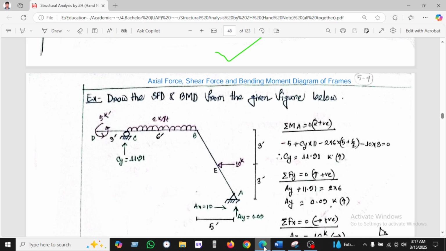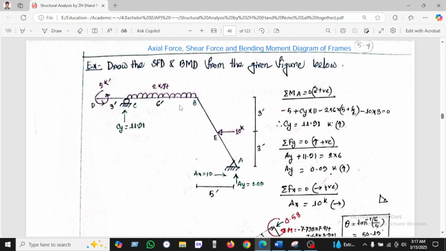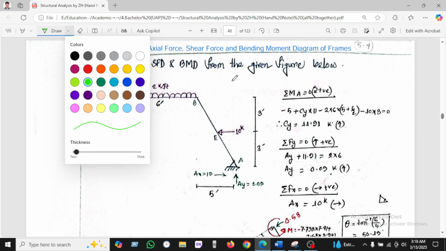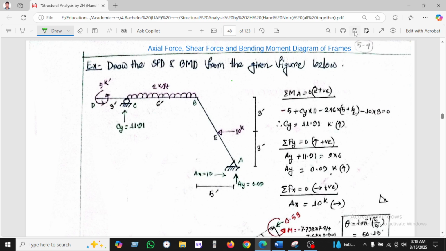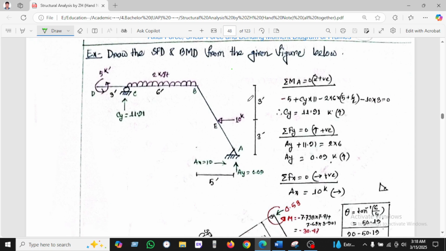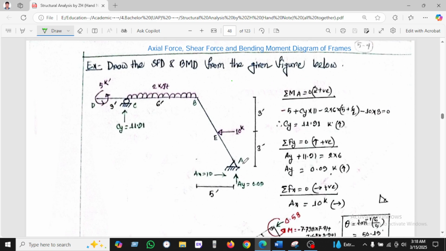Okay, so let's start. This is our first example. Draw the shear force and bending moment diagram from the given figure below. The figure is given here. So let's start. At first I'm taking the moment at point A.